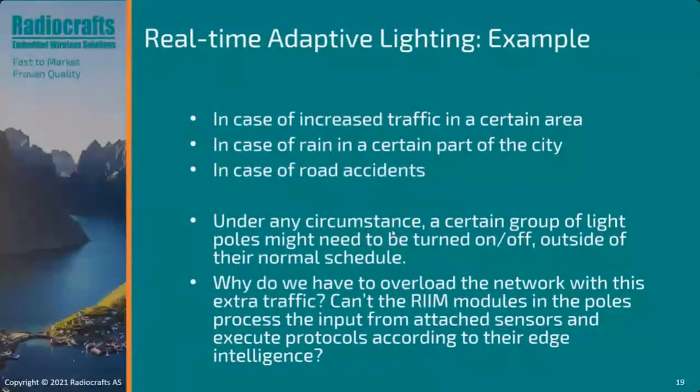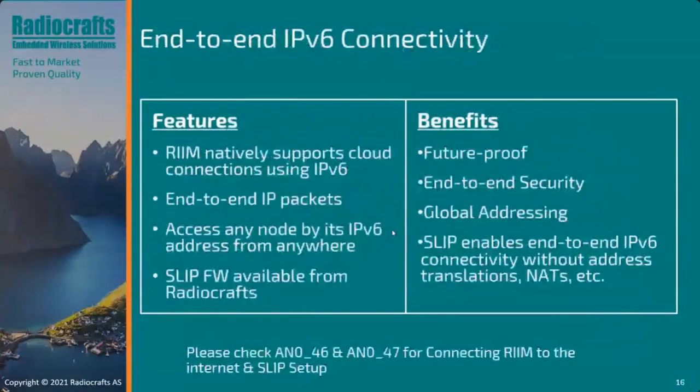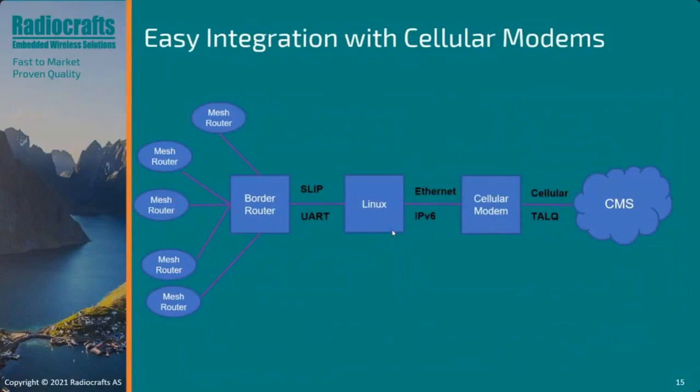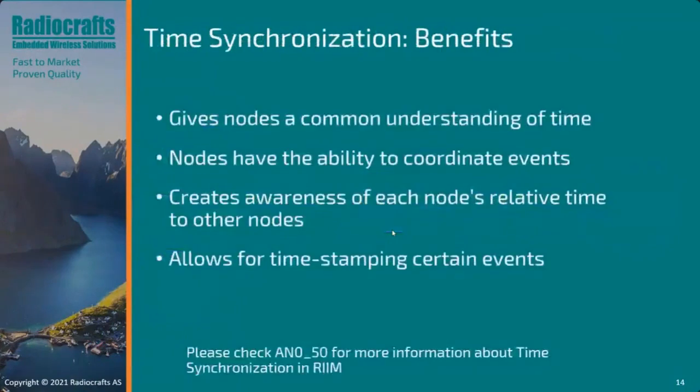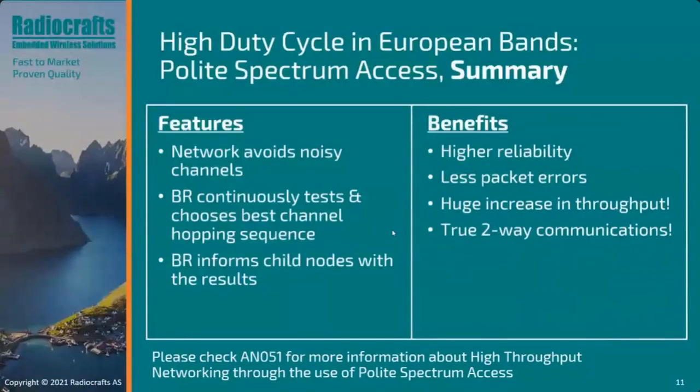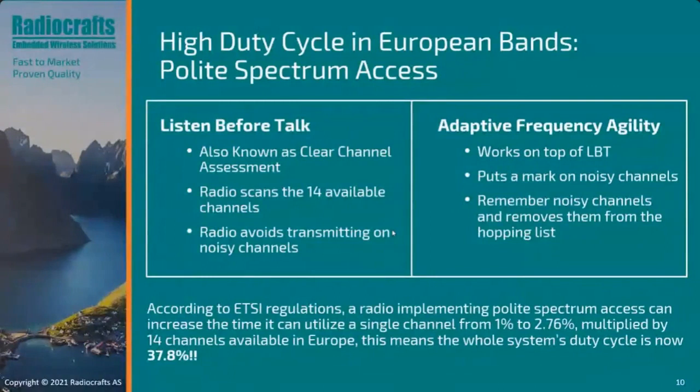We spoke about time synchronization and how we can have time synchronous events with RIIM. We spoke about real-time adaptive lighting and how a street lighting network with RIIM can be real-time adaptive and adapt itself to certain situations. Spoke about end-to-end IP version 6 connectivity and ease of integration with cellular modems using our SLIP interface, which is available in the new SDK. And of course, about taking the duty cycle from 1% to 10 to 40% in European bands using polite spectrum access techniques such as listen before talk and adaptive frequency agility.